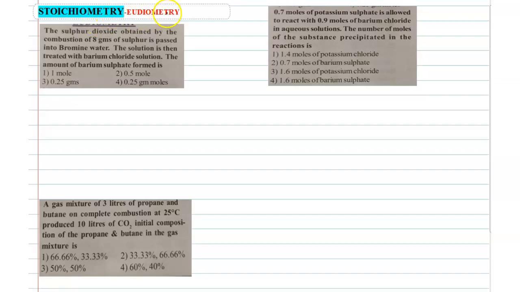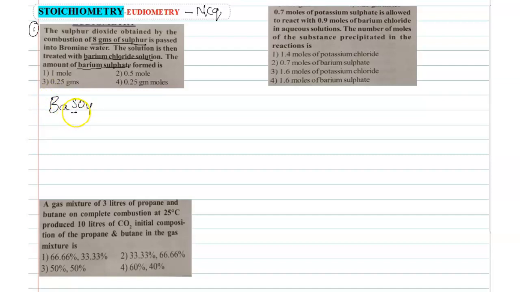So in stoichiometry we are going to discuss MCQ questions. So first one is: the sulfur dioxide obtained by the combustion of 8 grams of sulfur is passed into bromine water. So here they mentioned 8 grams of sulfur. The solution is then treated with barium chloride solution. The amount of barium sulfate formed. So finally we are getting barium sulfate.